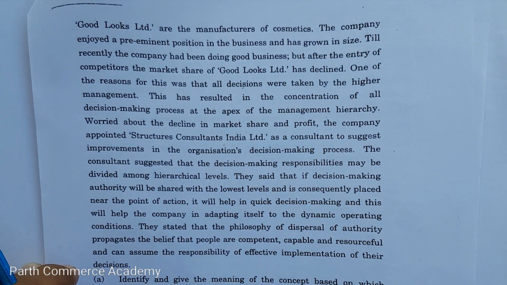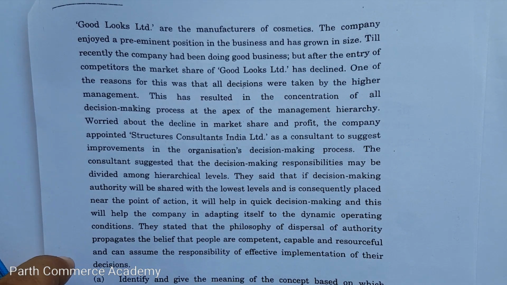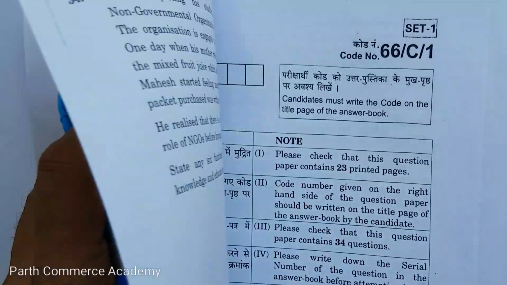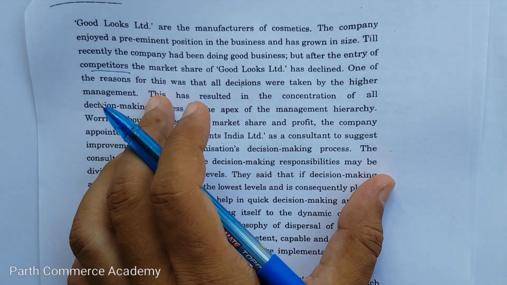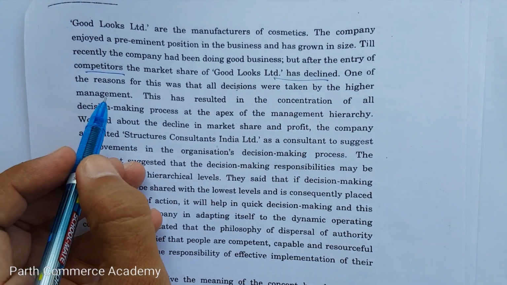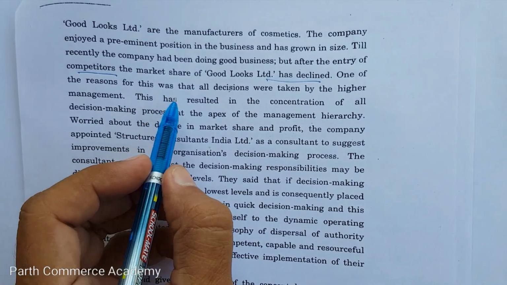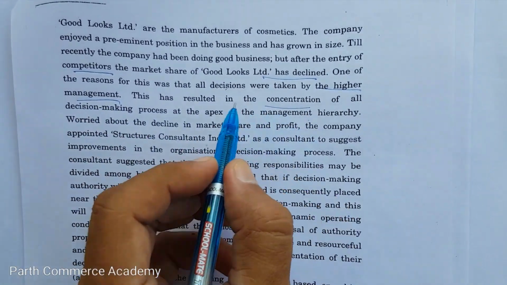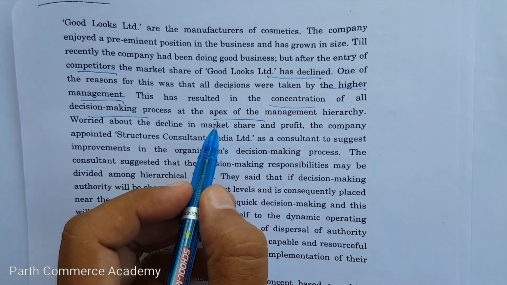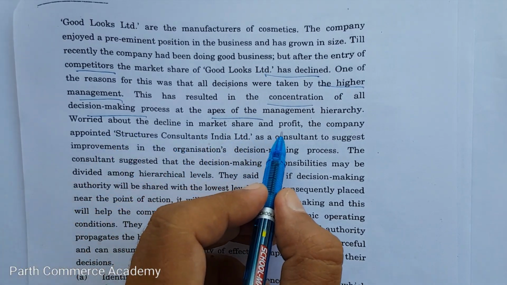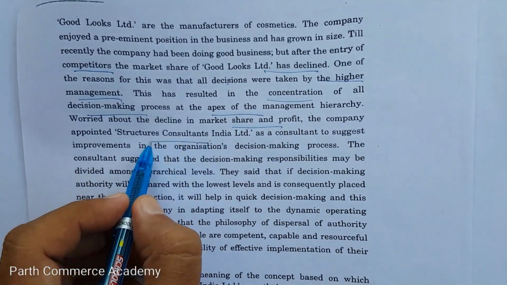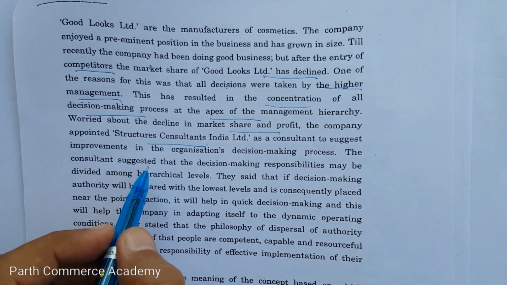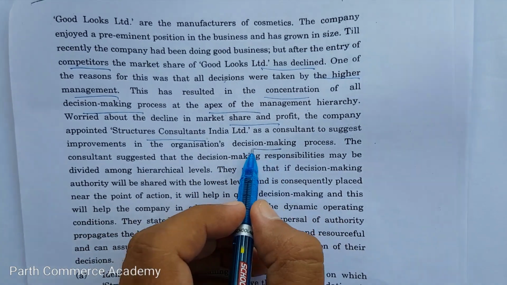Till recently the company had been doing good business, but after the entry of competitors, market share of the Good Looks Limited has declined. One reason for this was that all decisions were taken by the higher management, and this resulted in concentration of all decision making process to apex management hierarchy. Worried about the decline in market share and profit, the company appointed Structures Consultant India Limited as a consultant to suggest improvement in the organization's decision making process.